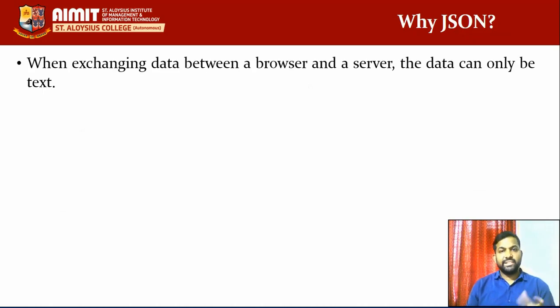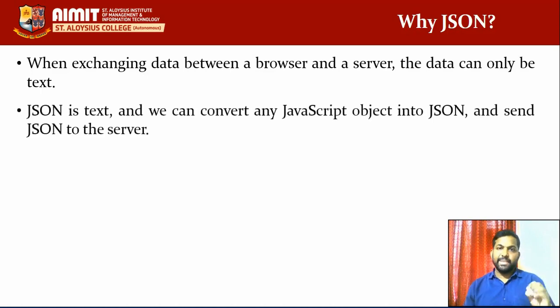When exchanging data between a browser and a server, and I'm going to replace that browser with any client you might require, so most commonly a browser, but a client and a server, most of the time the data between them would be text, because normally we use HTTP, which is a text transfer protocol. So we'll normally be using text, and JSON is basically text.